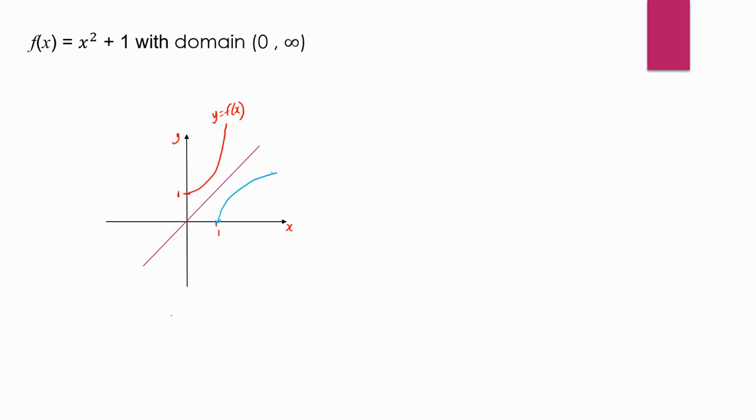That's the shape of a root graph. And as you can see, the distance between all the points is an equal distance away from the line y equals x, which is our mirror line, which is the important line for drawing an inverse function. So this is the graph of our inverse function, in the shape of a root graph.